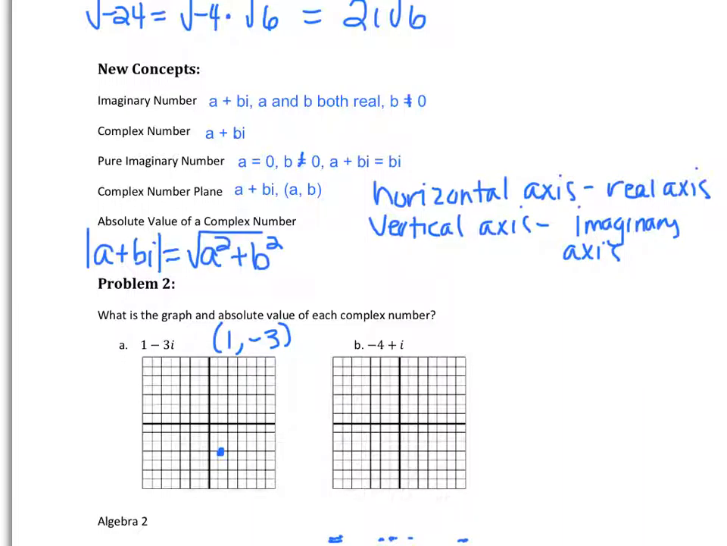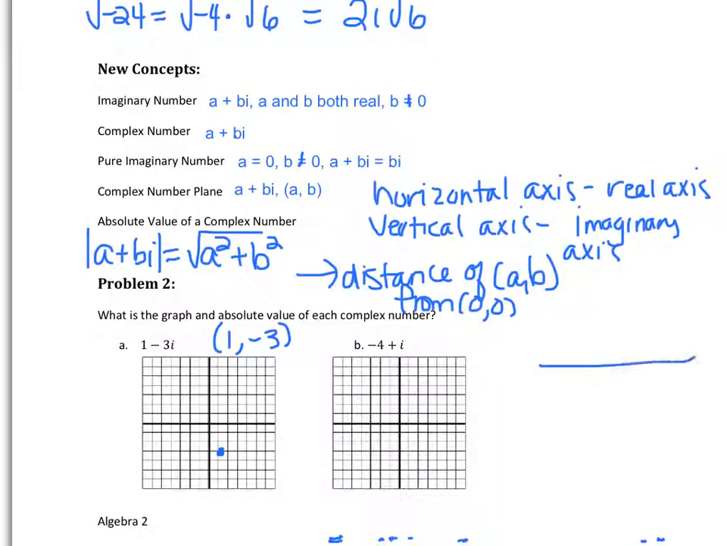I want to talk a little bit about how that formula comes about. Remember, the absolute value of a real number is the distance from 0 on a number line. The absolute value of a complex number is the distance from the origin, or (0, 0). So it's the distance of the point (a, b) from the origin.